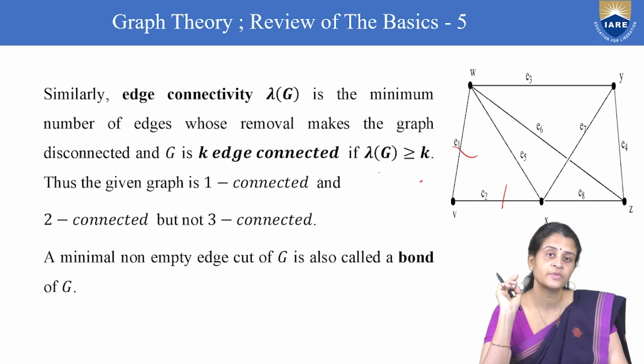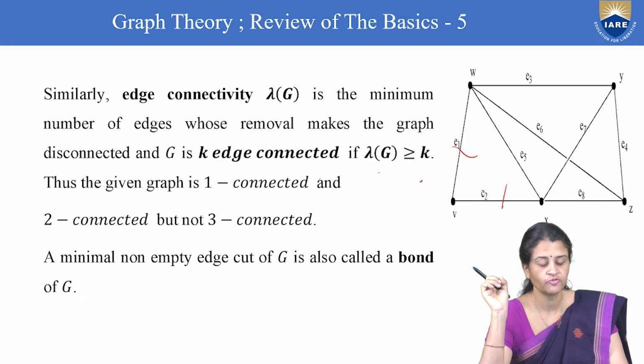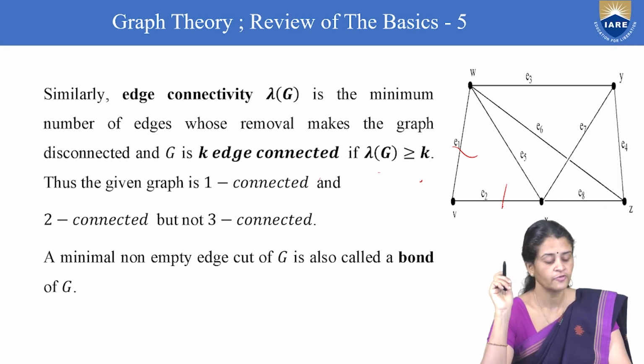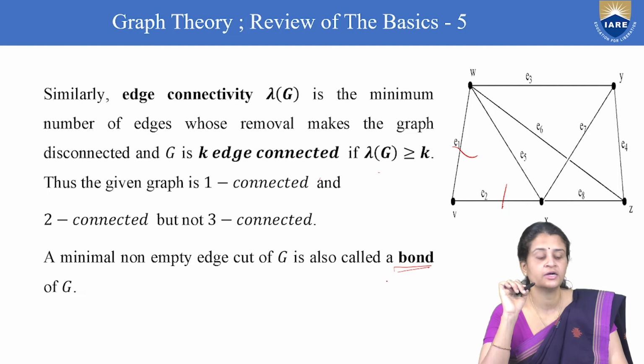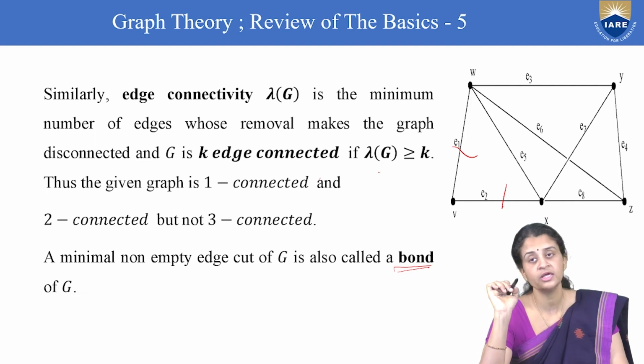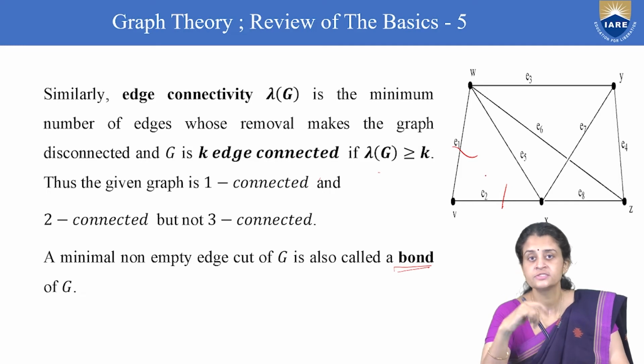Vertex connectivity, edge connectivity. Now we are saying what is the bond of a graph. The minimal non-empty edge cut of G is called a bond of G. Minimal non-empty edge cut is called a bond. Here the bond is 2.